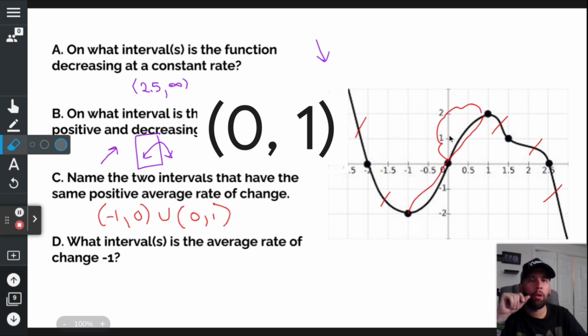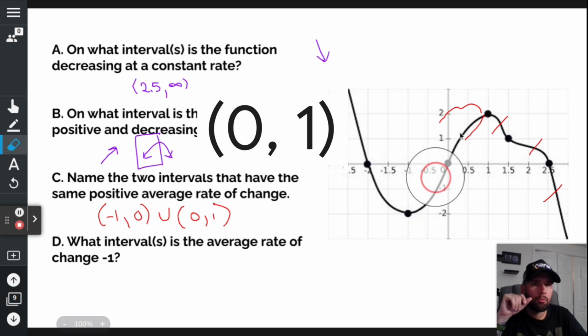Pause it if you have to, because I'm erasing it. Rewind it if you have to, because I erased it.